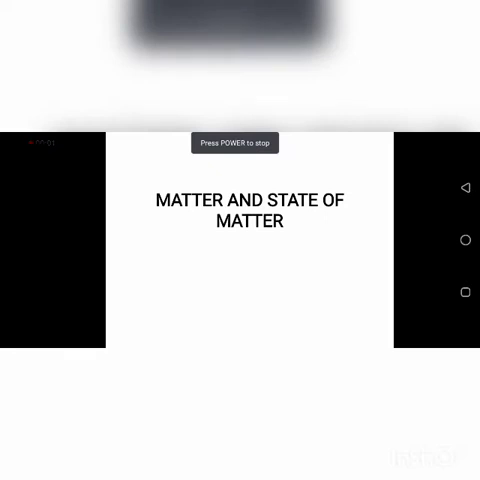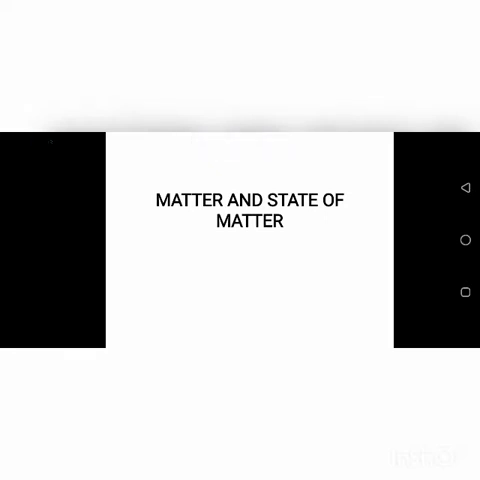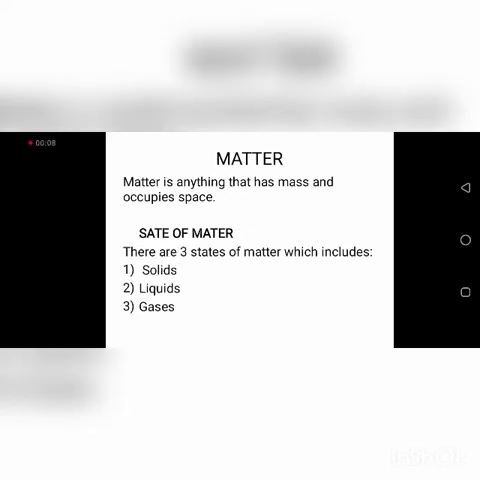Now we shall look at matter and states of matter. We already understood and established that matter is anything that has mass or weight and occupies space. So there is nothing on this earth that does not have mass and does not occupy space. That means everything on the earth, even the earth, has mass and occupies space. So anything that has mass and occupies space is matter. Even you yourself, you are matter.